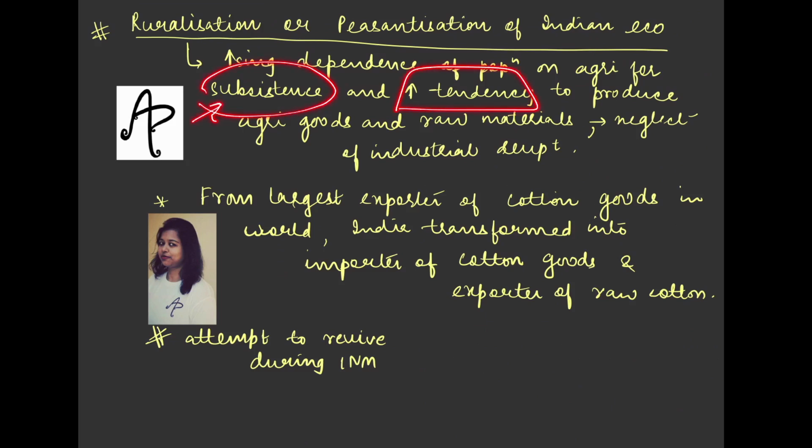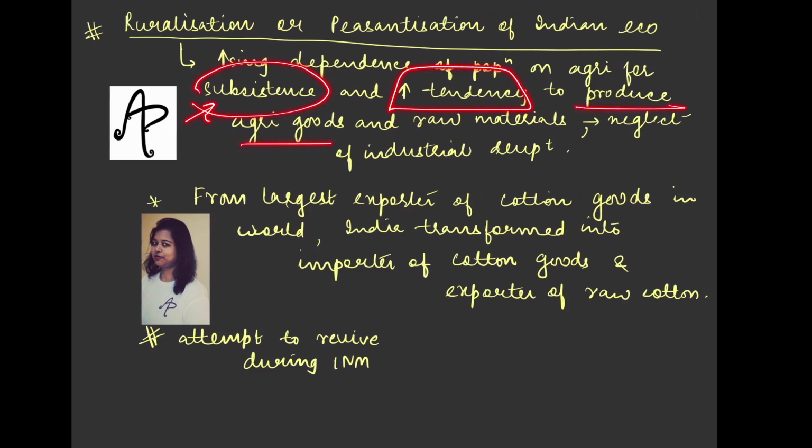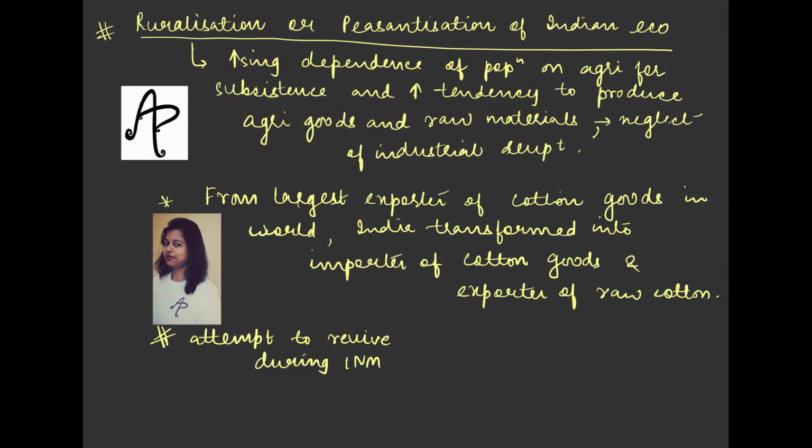An increasing tendency was noticed in the people to produce the agricultural goods, that will produce more and more of goods and raw materials. Of course, that also resulted in neglect of the industrial development, because everybody was now focusing towards agriculture, which would at least give them something to feed upon, something for their subsistence, which the industries was not able to give because of deindustrialization. So now India had become from the largest exporter of the cotton goods in the world, in the pre-colonial time, India was now transformed into importer of cotton goods. अब ये बाहर के cotton सामान यूज़ करते थे और यहाँ से सिर्फ raw cotton export होके बाहर जाता था. So definitely this was a problem.